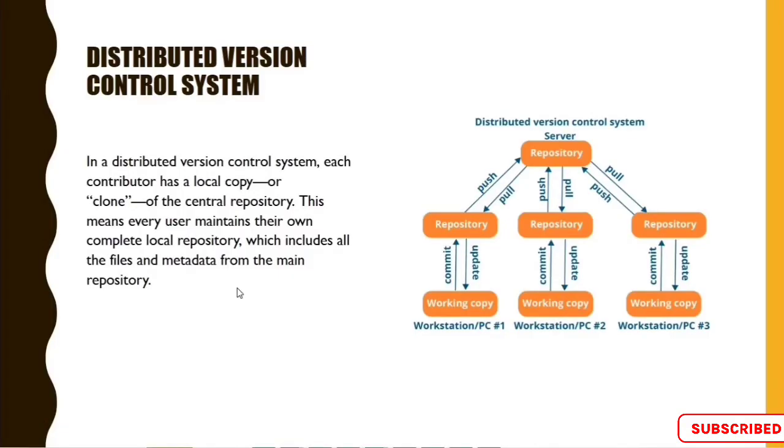Let's proceed with understanding the distributed version control system, where each contributor has a local copy or clone of the central repository. This means every user maintains their own complete local repository, which includes all the files and metadata from the main repository. Let's understand this with the help of a diagram.